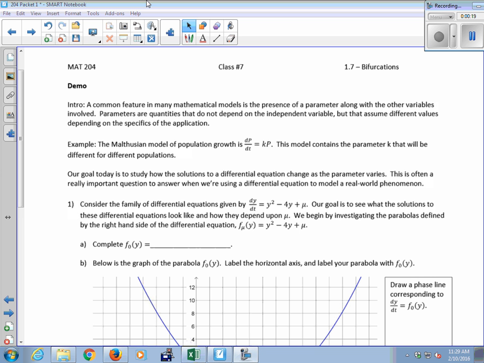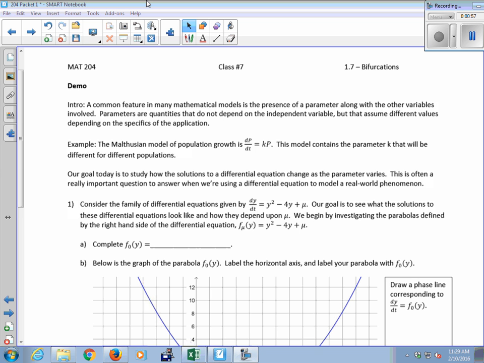Okay, so one common feature in many mathematical models, when we try to build a model that models a real-world situation, is the presence of a parameter along with the other variables involved. So remember, a parameter is something that doesn't change over time. They're quantities that don't depend on time, but assume different values depending on the specifics of the application, right? So for example, the Malthusian model of population growth, dP/dt equals kP. That model contains a parameter k that's different for different populations, like a human population versus a rabbit population are going to have really different values of k, right?